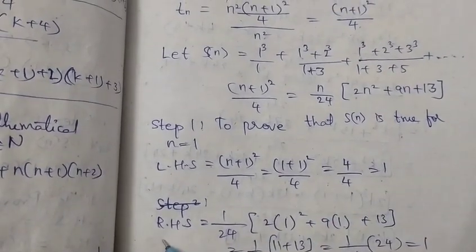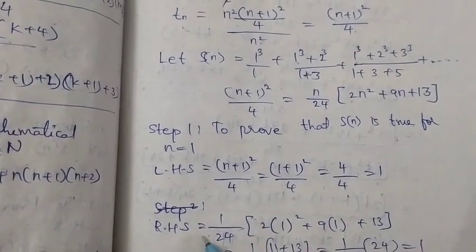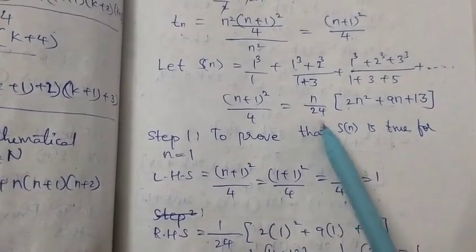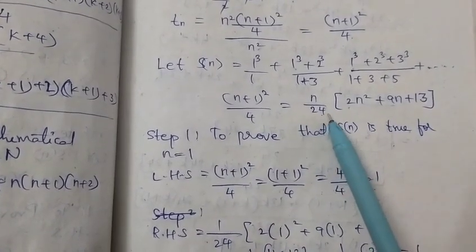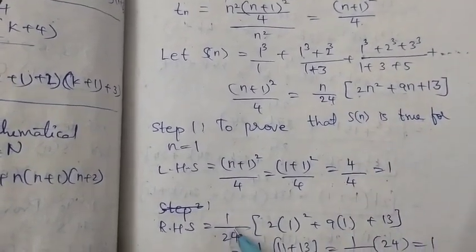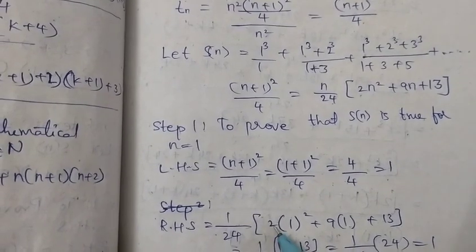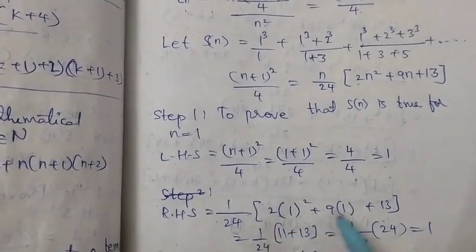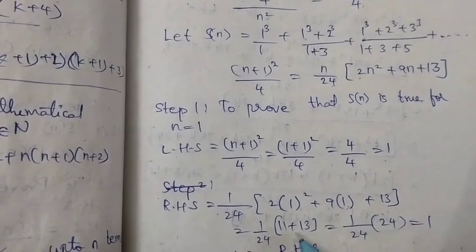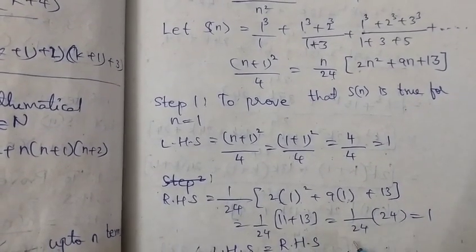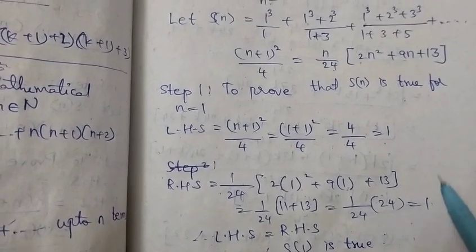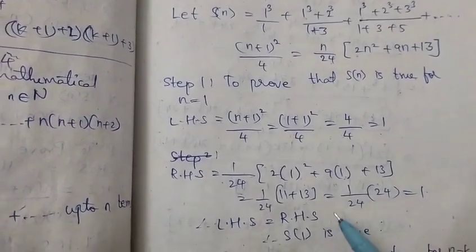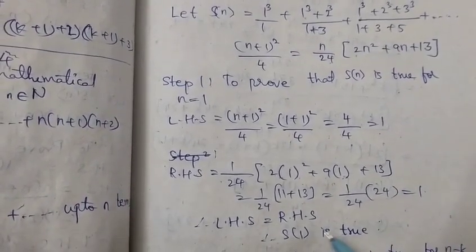Then coming to the RHS, it is 1 divided by 24 into 2 into 1 square plus 9 into 1 plus 13. You have to substitute 1 instead of n. Okay, so now 2 plus 9 is 11, 11 plus 13 is 24, 24 divided by 24 is 1. Therefore LHS is equal to RHS. Now you can say that S of 1 is true.